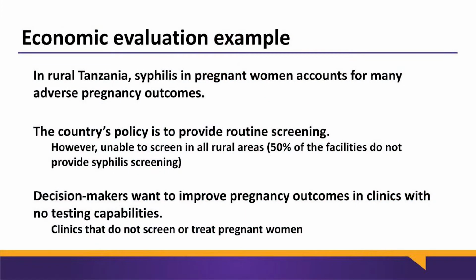Okay, so now let's go into our case study and give you a reminder of the case study. We are in rural Tanzania, and syphilis in pregnant women accounts for many adverse pregnancy outcomes. Unfortunately, even though the country has a policy to screen and treat women against syphilis, more than half of the facilities don't have the capability of doing it. And decision makers want to improve pregnancy health outcomes in clinics with no testing capacities.